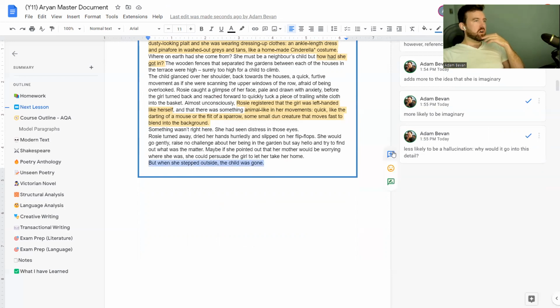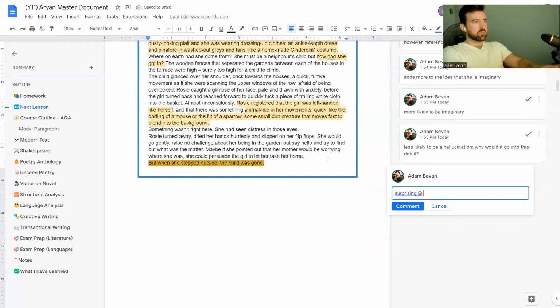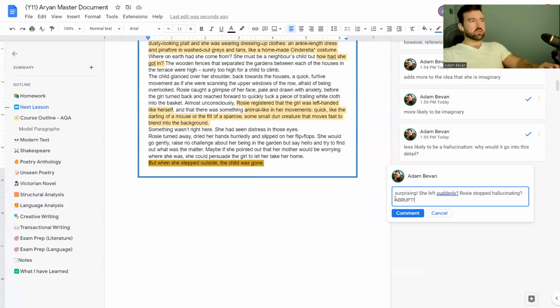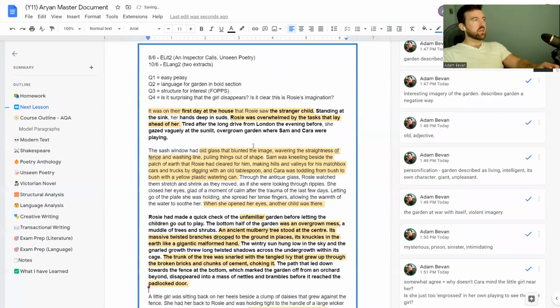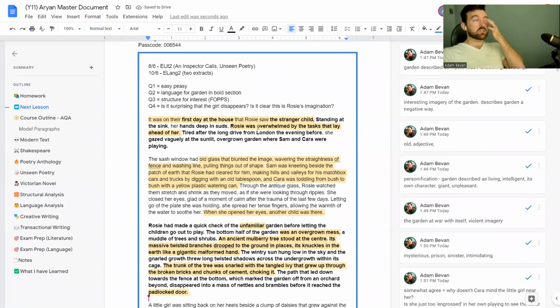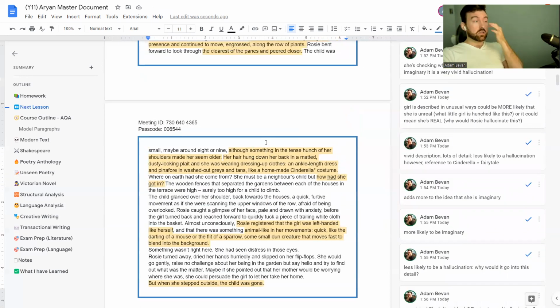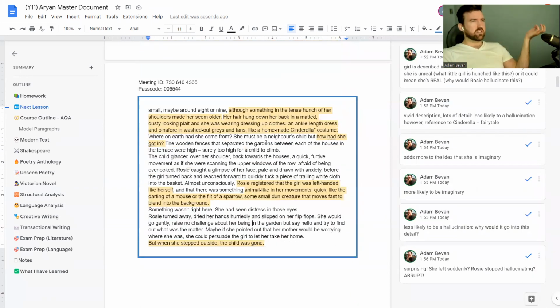So this final bit, I think, is surprising. She left suddenly, or Rosie stopped hallucinating. Either way, because it's so abrupt, it is quite surprising. So I think you would agree with that part, that it is quite surprising when the girl disappears, because it's so abrupt and we didn't expect it. But maybe you could make an argument that it's not that surprising, because if you make the argument that she is imaginary, then obviously, it wouldn't be surprising that a hallucination would suddenly go out of your mind, I guess.